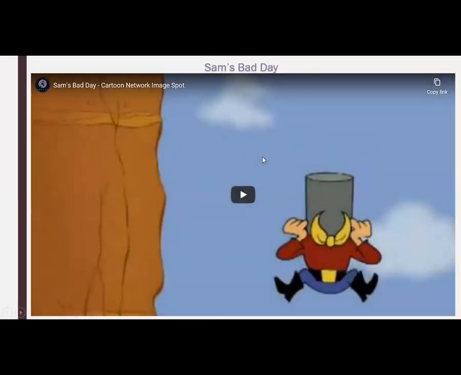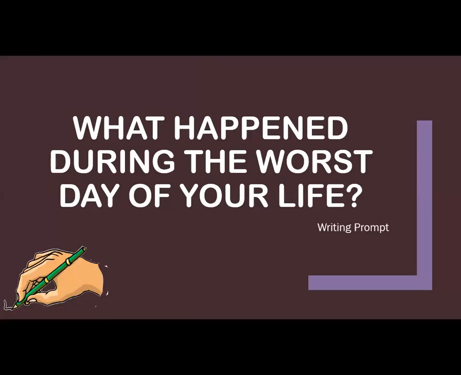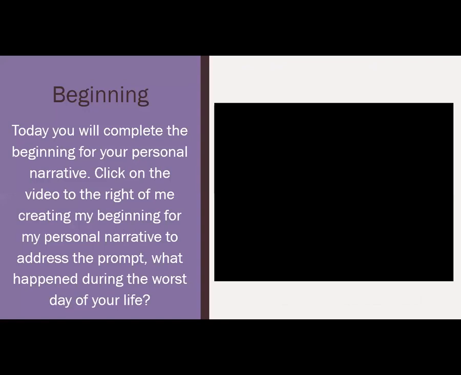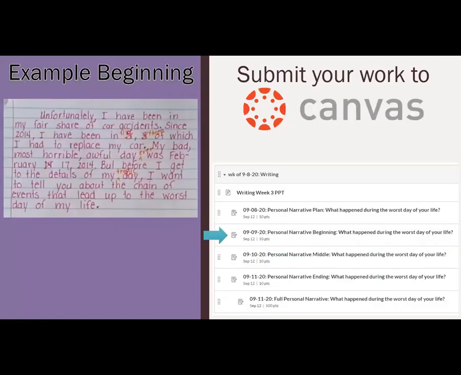And then the next day, and the directions where the PowerPoint is, you would watch this video. This is about Sam's bad day. It gives you the prompt again. There is a beginning, introduction, or opening little video. And then here is my beginning where I created it. And then there's the example of the beginning, and you can see how I edited it. You can see it with the two different colors. And then here is where it shows you how you need to submit it. Submit your work to Canvas, and it actually gives you the destination for Wednesdays.